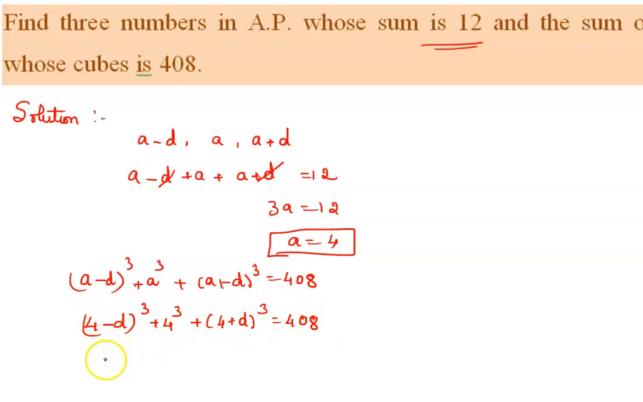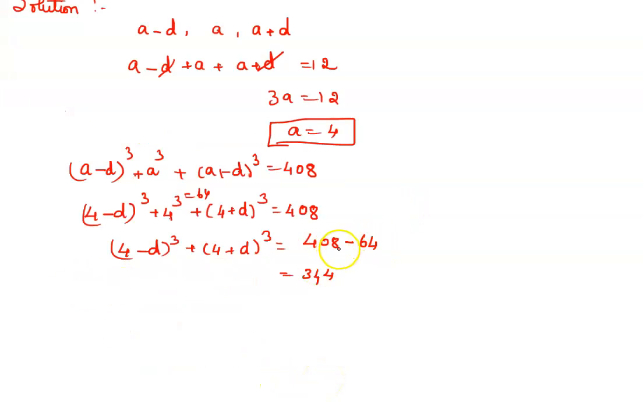So now we will expand. First we will simplify this. So 4 cube is 64, right? So 4 minus D the whole cube plus 4 plus D the whole cube equal to 408 minus 64. So the answer we get is 344. So next we will use this identity, that is A minus B the whole cube is equal to A cube minus 3A square B plus 3AB square minus B cube. So we will use this identity now.